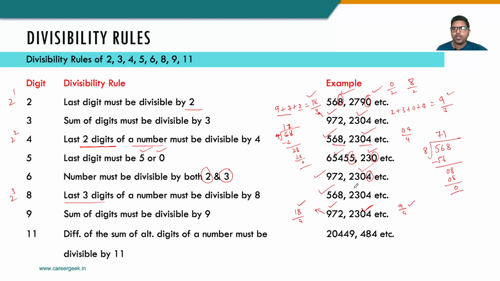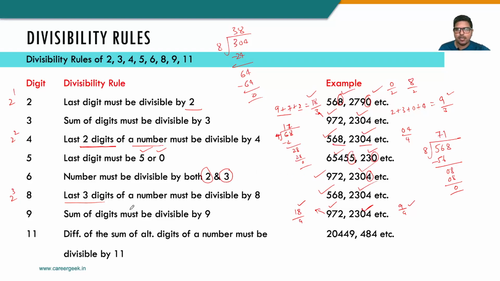Same for 2304, what do I need to do? I just need to do 304, the last three digits, right? 8 threes are 24. What remains? 6 remains and 4 comes. 8 8s are 64, right? So there is no remainder. That means completely divisible. So both of these are divisible by 8.